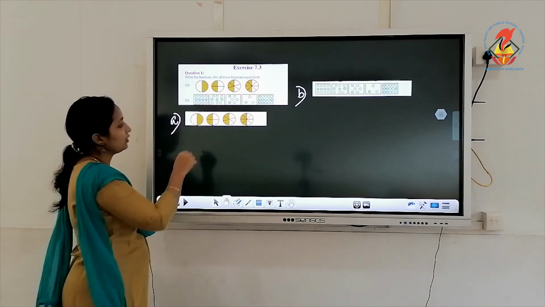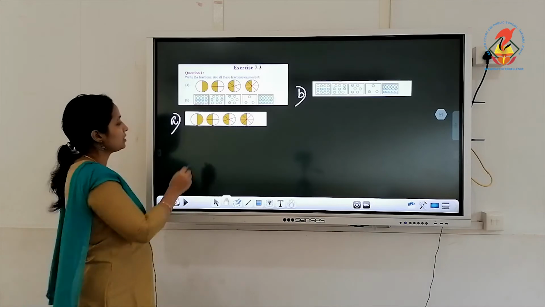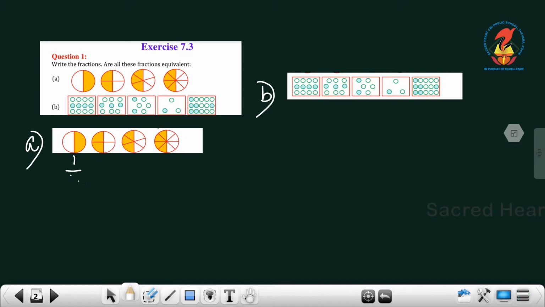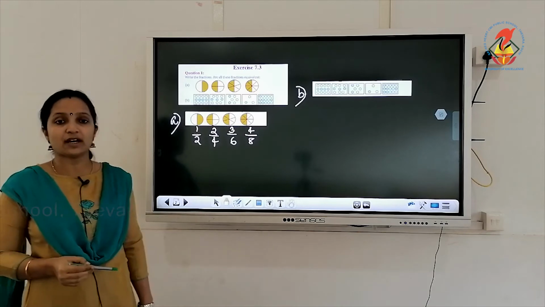First you write the fractions of each figure. What is the fraction of this figure? 1 by 2. Out of 2 equal parts, 1 is shaded. What is the fraction of this figure? 2 parts are shaded and total 4 parts are there, 2 by 4. And what is the fraction of this part? 1, 2, 3. 3 parts are shaded, total 6 parts are there. And what is the fraction of this figure? 1, 2, 3, 4 parts are shaded and total 8 parts are there. We have to check whether these fractions are equivalent.